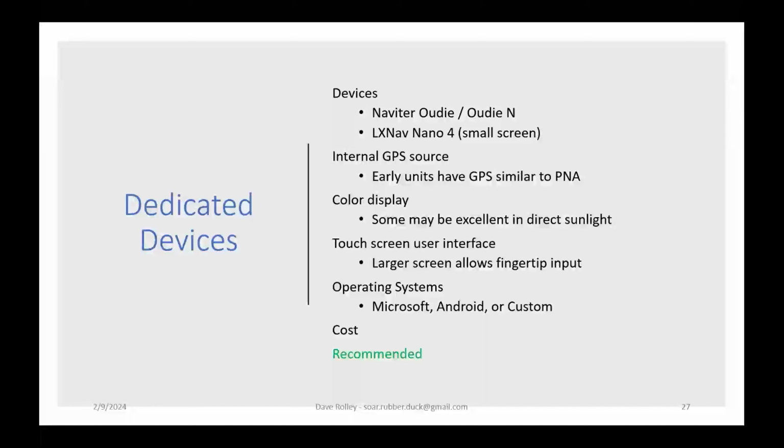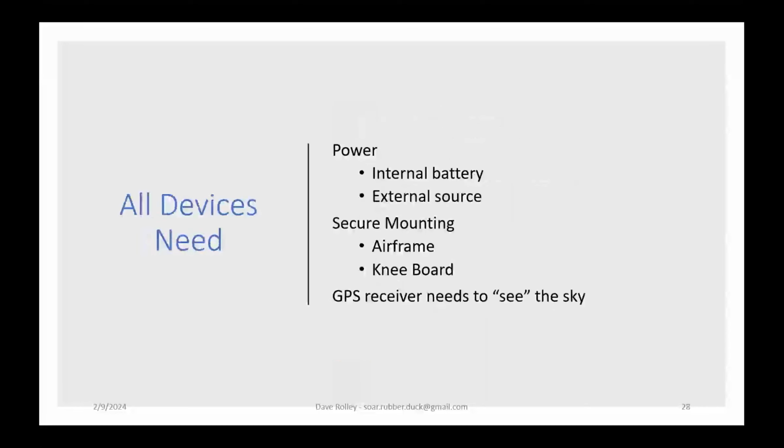The various operating systems are Microsoft, Android, and then there are custom operating systems for some of them. The difference with these compared to the others is cost. One of the nice things with these three devices, the ODN now has a 5.7 inch screen, so that's really nice. I like the larger screen.